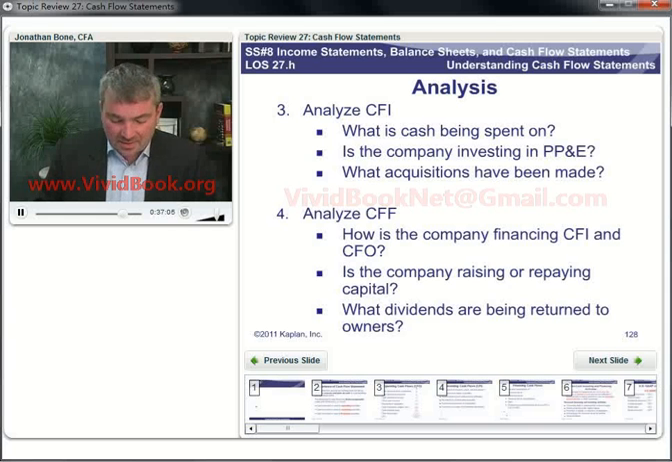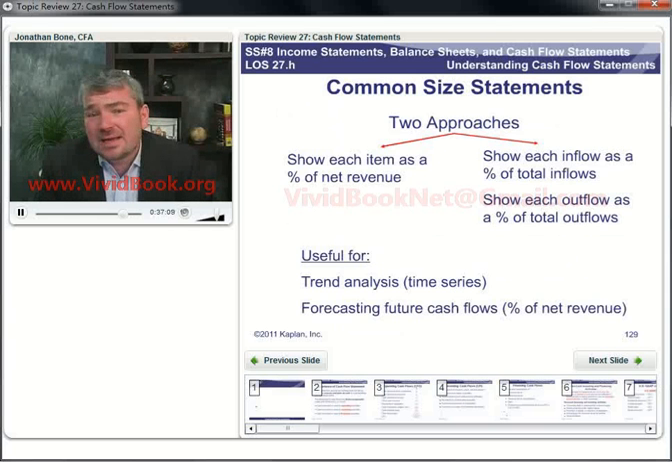Now again, remember, it says we also need to be able to analyze common size statements, and there are two approaches for your common size statements. You can show each item in the cash flow statement as a percentage of sales. Now that's really quite useful for forecasting future cash flows, because if you could forecast future sales, it would therefore allow you to forecast future cash flows.